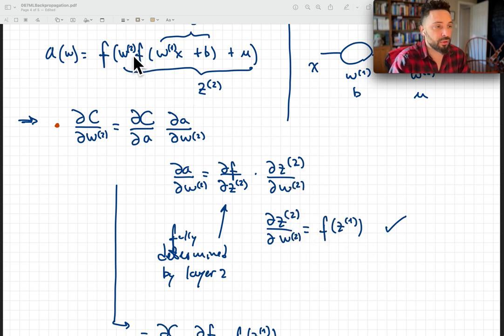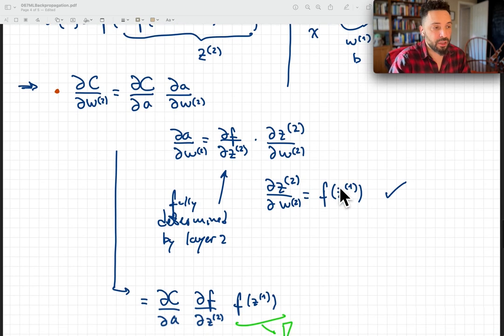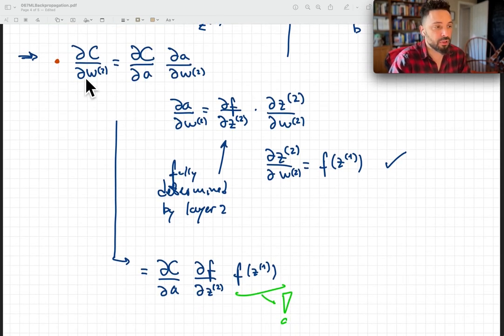And then dZ2/dW2 is just F of Z1. So if you look here, the change in Z2 with respect to W2 is just this F and nothing else, so F of Z1. And at that point, we would be done. And so the full expression for the change of the cost function with respect to the second weight is just dC/dA, again, that's always along for the ride, and then dF/dZ2 times F of Z1.